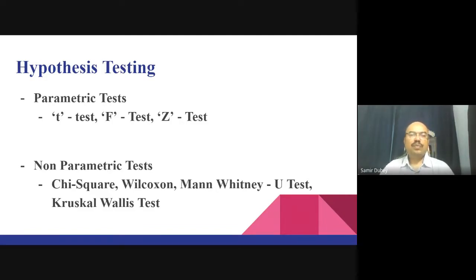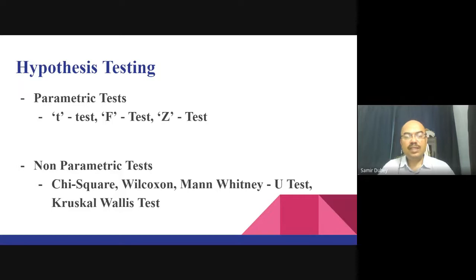We frame two different types of hypotheses, that are null hypothesis and alternate hypothesis. Null hypothesis is something in which we generally say that nothing is happening, or there is no specific difference, or there is no specific effect of one variable on the other. So that is a null hypothesis.